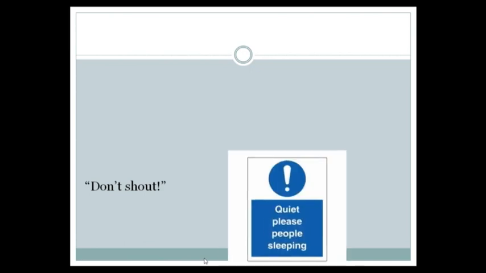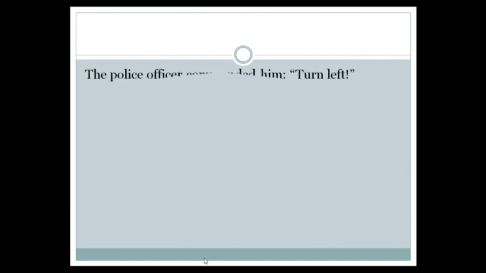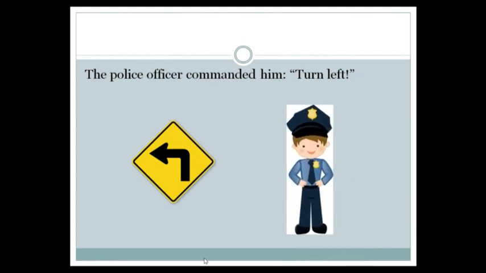"Don't shout." She told me not to shout. The police officer commanded him, "Turn left." The police officer commanded him to turn left.